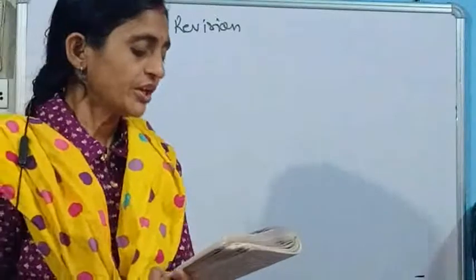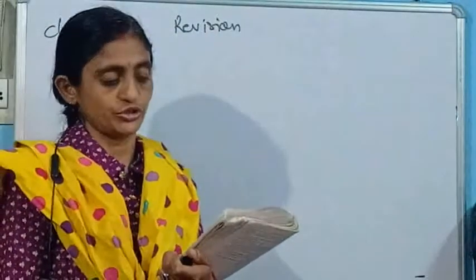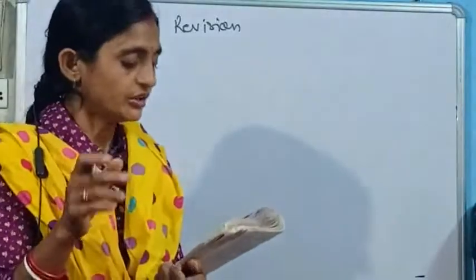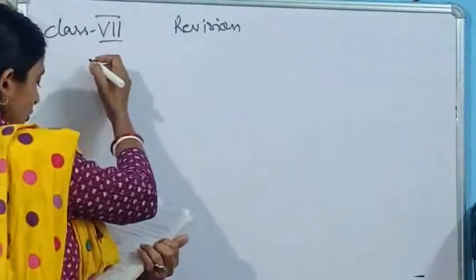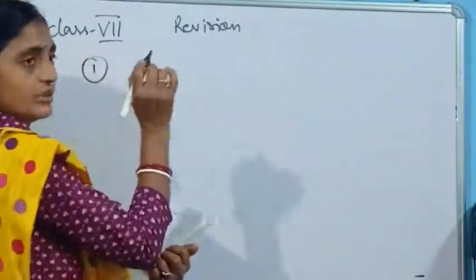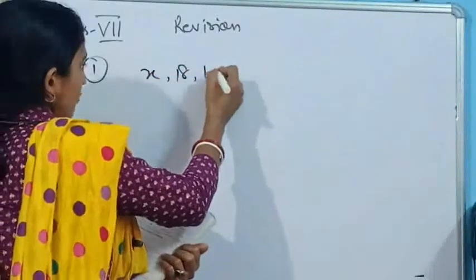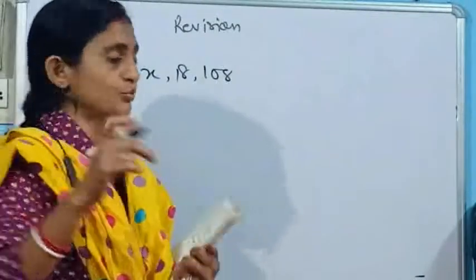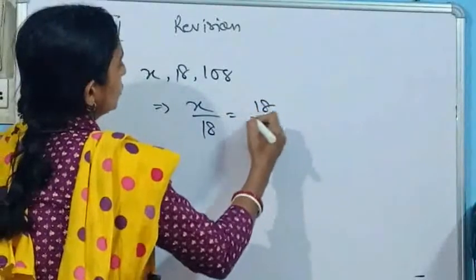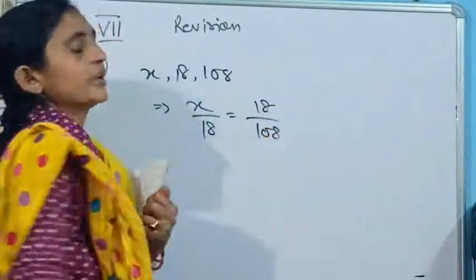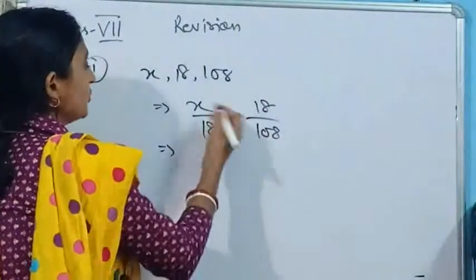It is given: if x, 18 and 108 are in continued proportion, then you are asked to find the value of x. What we'll do in that case, I am marking here x. The question is x, 18 and 108 are in continued proportion. So how can you present them? It means x by 18 will be equal to 18 by 108, because they had been given in continued proportion. So what will be the value of x?